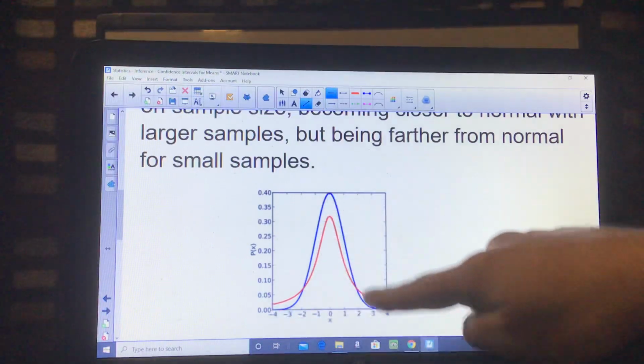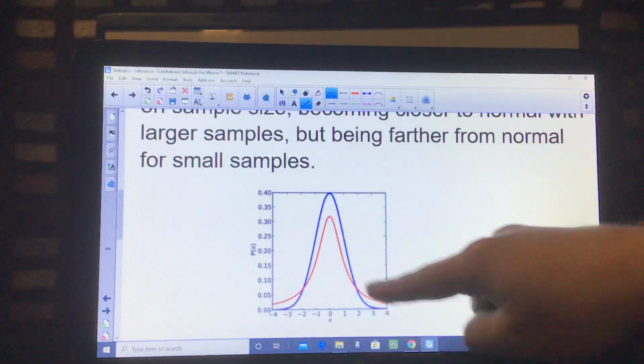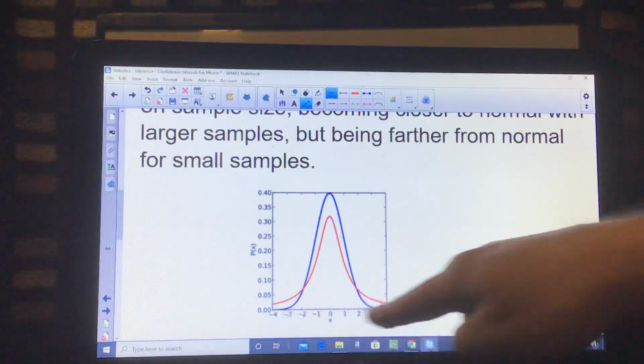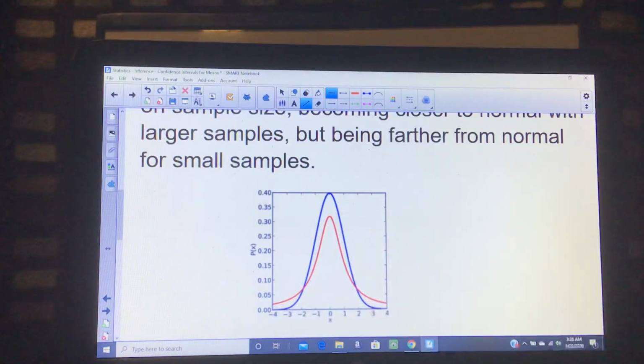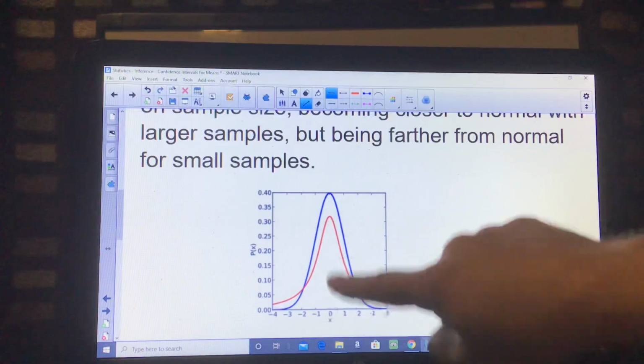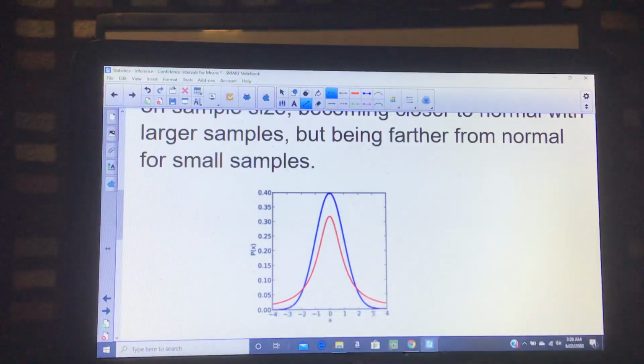Both of these have an area of 1 under them, or it's a probability curve. So they have the same amount of area under them. The thing with the t curve is less of the area is in the middle and more of it is near the ends. So this is why he ran into his problem.